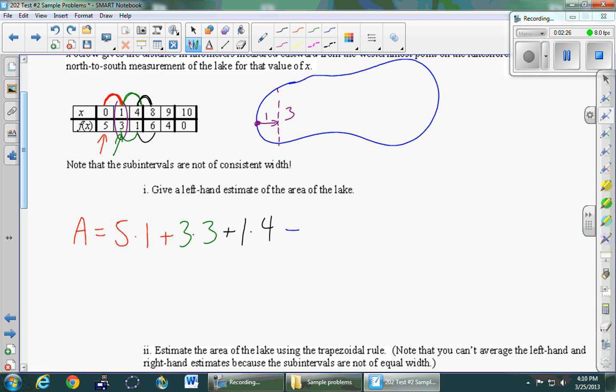And so we'll just write down the last couple of answers here. Next interval, we pick the left-hand number as 6, and the width is 9 minus 8, or 1. And then finally, the left-hand point of the last interval between 9 and 10 is 4. And then the width is from 9 to 10, also 1. So we crunch all these numbers together, and we get 28 square kilometers in this case.